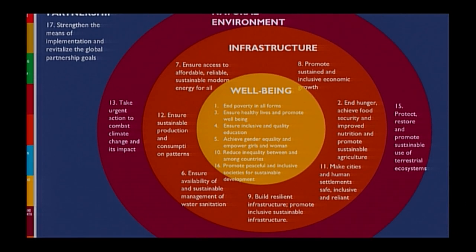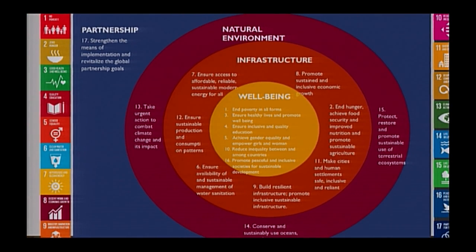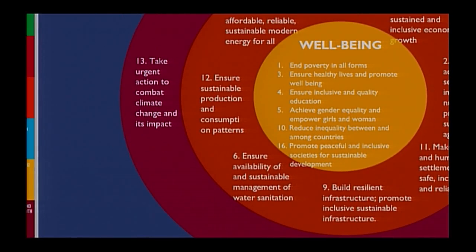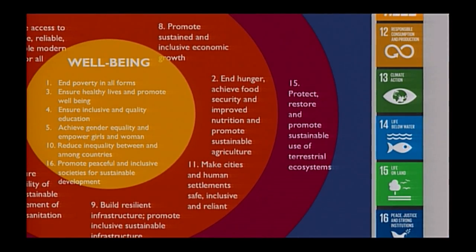So you can see that the infrastructure goals very well support the well-being goals in this context. Surrounding the infrastructure goals then are the natural environment goals, and these are quite specific around climate change, which is goal 13, in taking urgent action to combat climate change and its impact. And then 14, relating to sustainable use of oceans, sea and marine resources. So this is life below water. And goal number 15, around protecting, restoring and promoting sustainable use of terrestrial ecosystems or life on land.